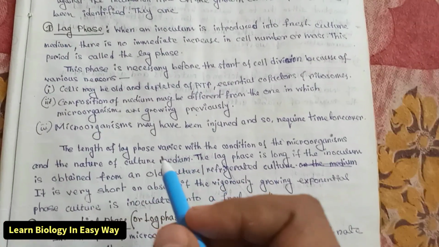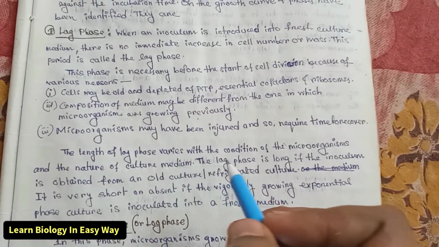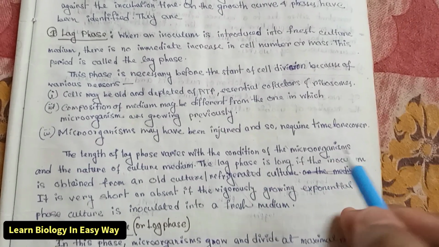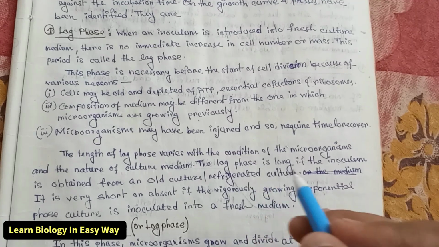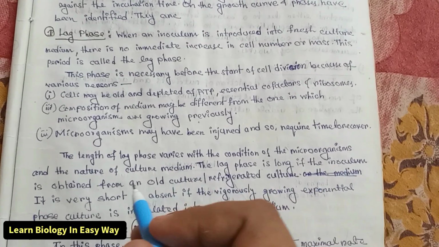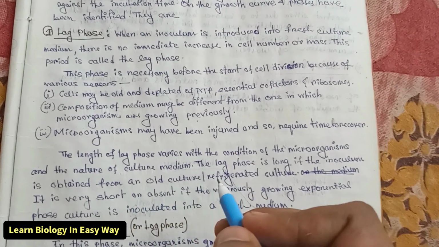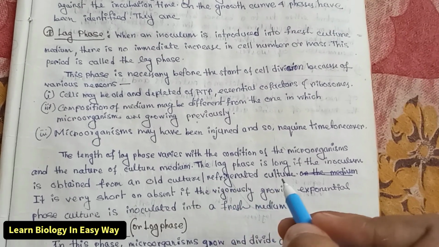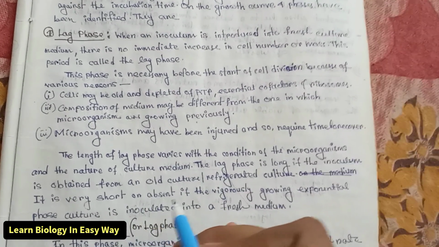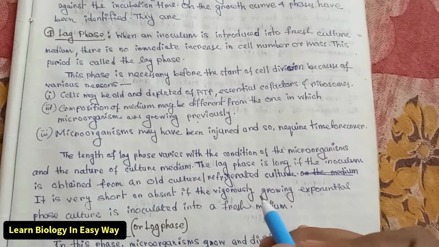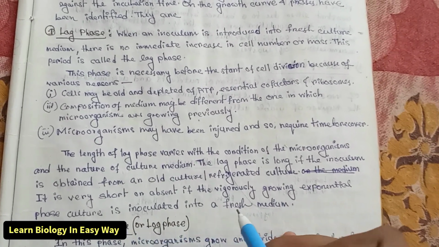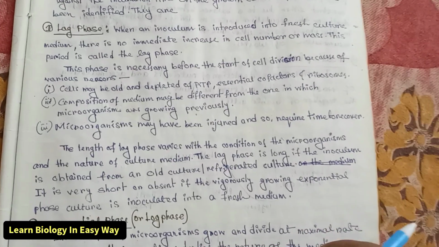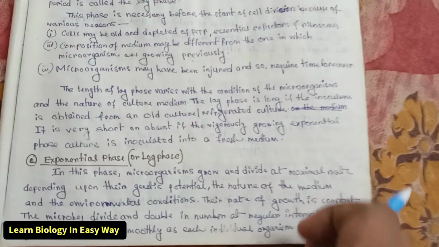The length of the lag phase varies with the condition of the microorganisms and the nature of the culture medium. The lag phase is long if the inoculum is obtained from an old culture or refrigerated culture. It is very short or absent if a vigorously growing exponential phase culture is inoculated into a fresh medium. Next, exponential phase or log phase.